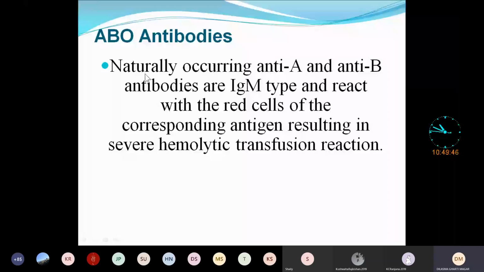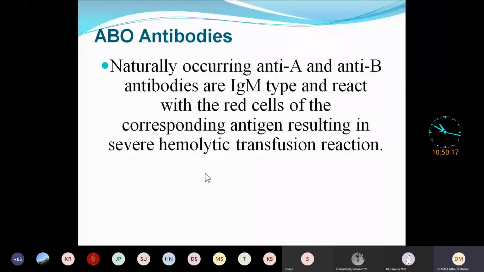So these are the naturally occurring anti-A and anti-B antibodies. These are the immunoglobulin M type, and they react with the red cells of the corresponding antigen. Means if A antigen is there, then it will react with the anti-A and result in the severe hemolytic transfusion reaction. So that's why we do the cross matching, to see whether the blood is matching or not. After the cross matching is done, and there is no clumping or agglutination of the blood, then only we transfuse the blood.